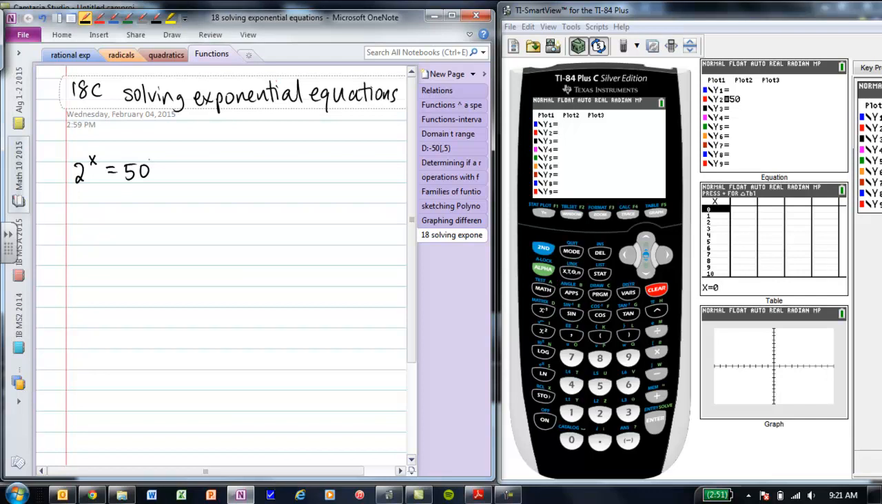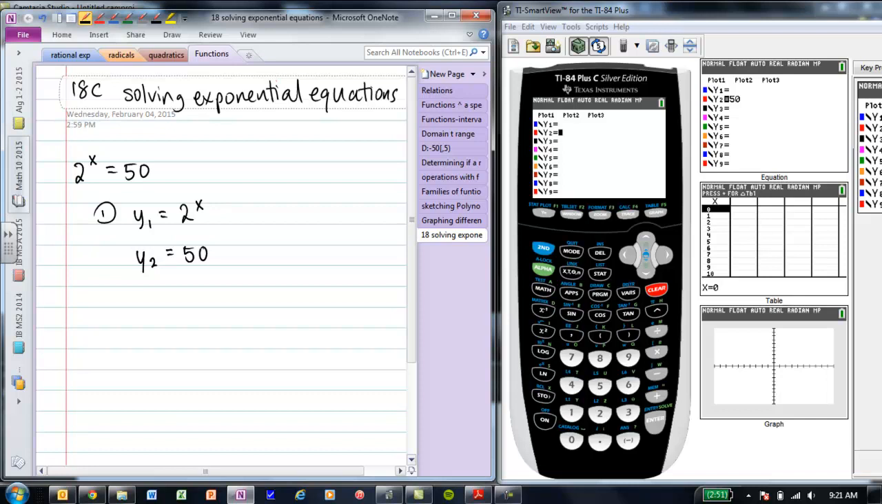In order to solve that, I'm going to use my graphing calculator. The first thing I'm going to do is graph each part of the equation. So in y1, I will put 2 to the x, and in y2, I'm going to put 50. The big picture here is that once I graph these, I'm going to look for the intersecting point, and that would be the answer.